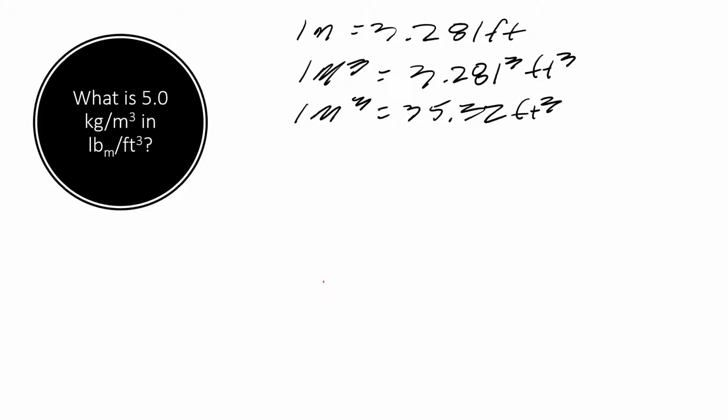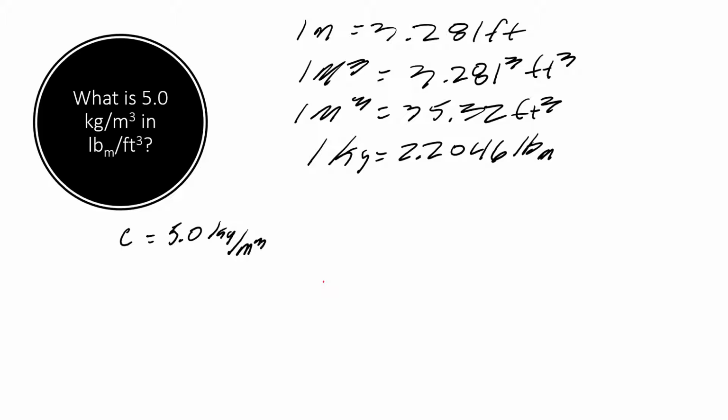And the second one we need is between pounds mass and kilograms. I'm going to look that up because I do not recall that one off the top of my head. 1 kilogram equals 2.2046 pound mass. All right, so those are our two conversion factors. Let's presume we're dealing with a concentration. So I'm going to say C equals 5.0 kilograms per cubic meter.